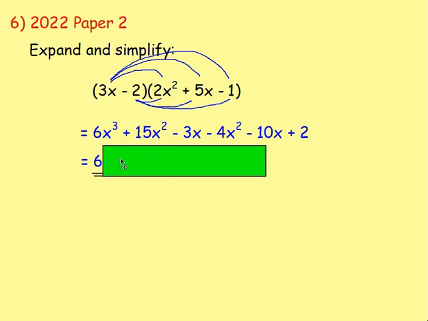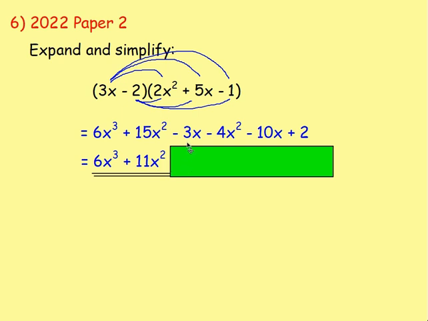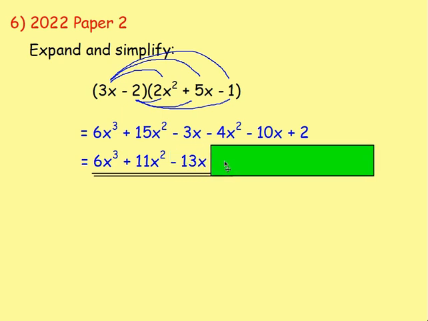From there, with the x cubed, you've only got 6x cubed. X squared, you've got 15x squared take away 4x squared. 15 take away 4 is 11, so it's 11x squared. X's, you've got negative 3x take away 10x. Negative 3 take away 10 is negative 13 because you're going further down into the negatives. And number-wise, you've got the 2. It's just going to stay as plus 2.